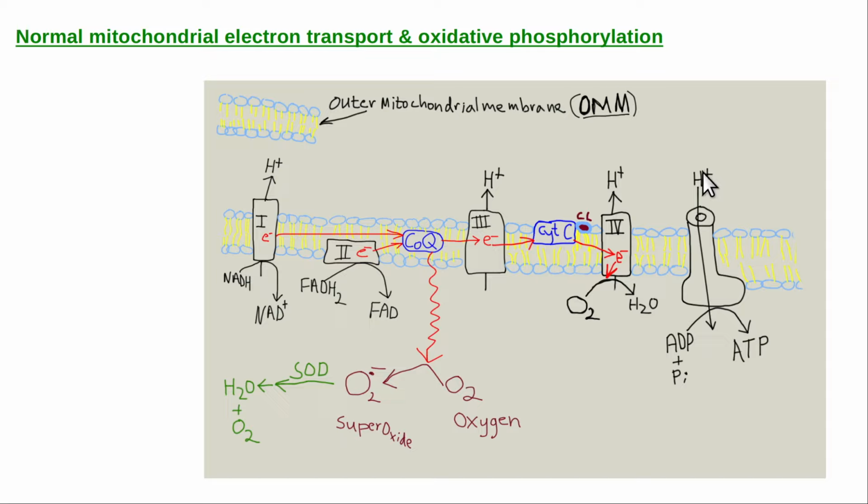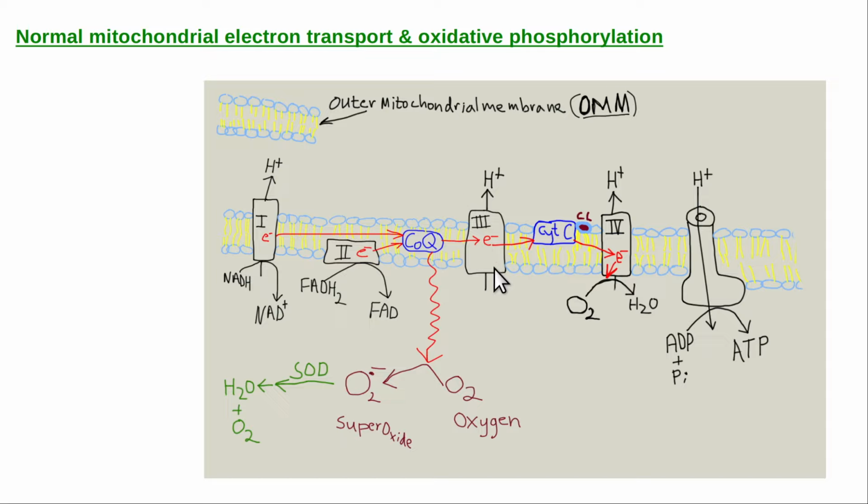That is harvested by allowing a hydrogen to come back into the matrix, and the spinning of ATP synthase is coupled to adding a phosphate to ADP to make ATP. That's how it works. Now, I do want to show you another potential problem.